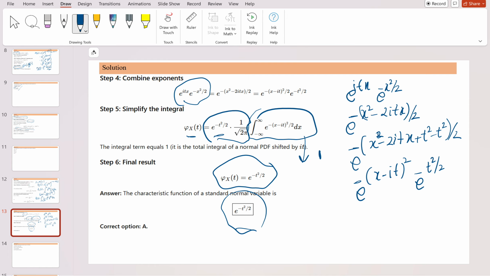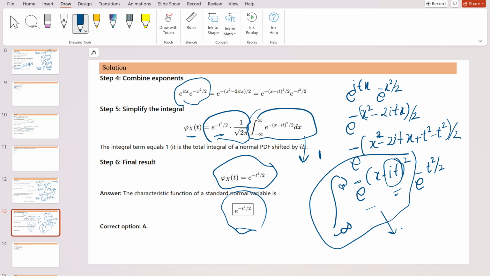Separating and taking the square values at the same time, that is e to the power minus (x square minus 2itx) by 2. Then add t square, minus t square, and subtract the same t square only. So it will become e to the power minus (x minus it) whole square, multiplied by e to the power minus t square by 2. So in the final result you can see that this is a normal distributed PDF which is shifted by the it term only. So when you integrate from minus infinity to infinity, it will become 1 only. Okay. So the final result φx(t) will become e to the power minus t square by 2. So the characteristic function of a standard normal variable will be e to the power minus t square by 2. That is, option A is correct.